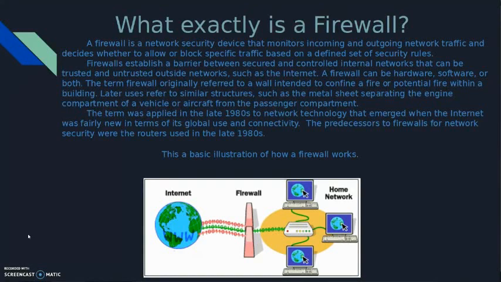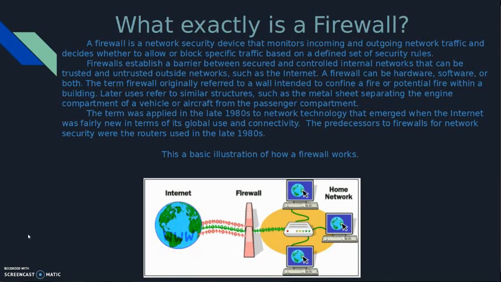The term firewall originally referred to a wall intended to confine a fire or potential fire within a building. Later uses refer to similar structures, such as the metal sheet separating the engine compartments of a vehicle or aircraft from the passenger compartment. The term was applied in the late 1980s to network technology that emerged within the internet when the internet was fairly new in terms of its global use and connectivity. The predecessors to firewalls for network security were the routers used in the late 1980s.